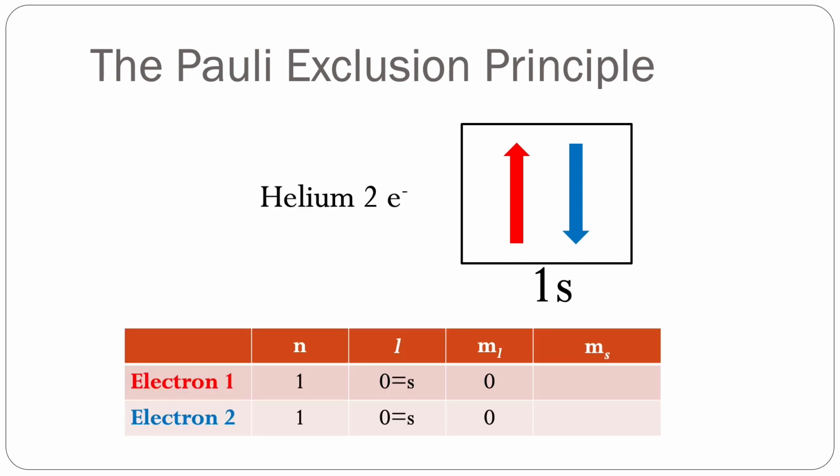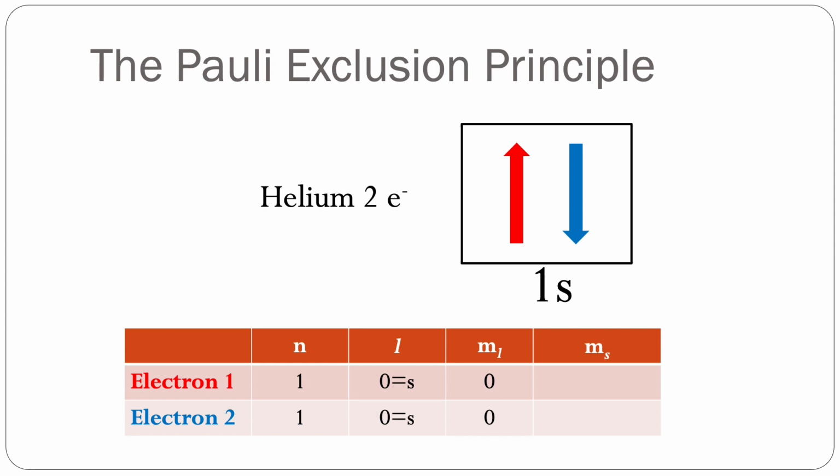I'll use helium as an example. Neutral helium in the ground state has 2 protons in the nucleus and 2 electrons. These electrons will occupy helium's 1s orbital. Notice the opposite spins.